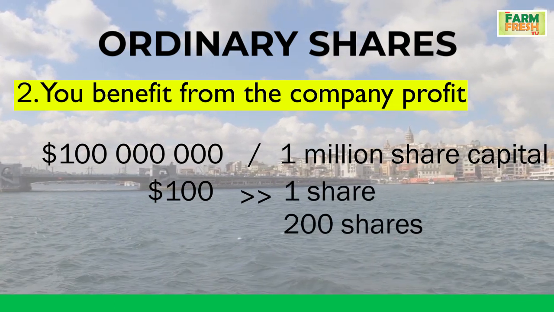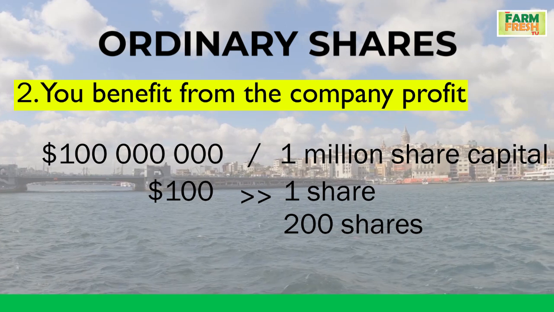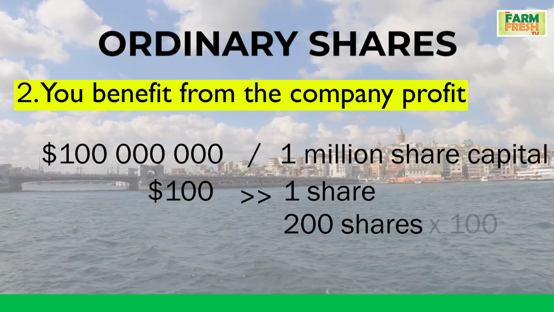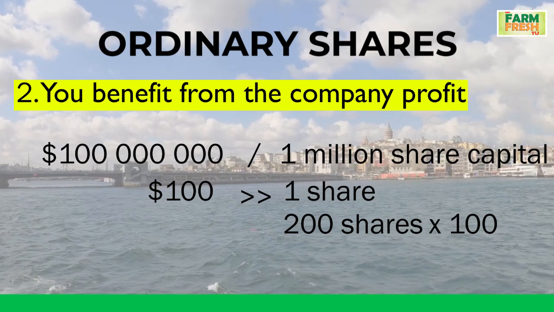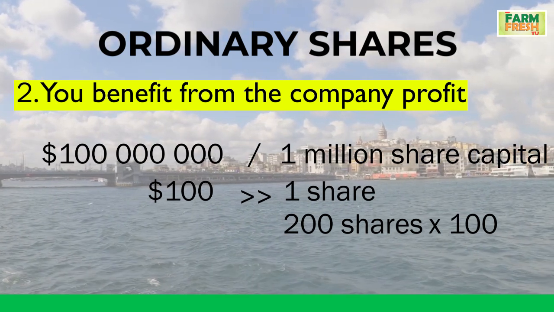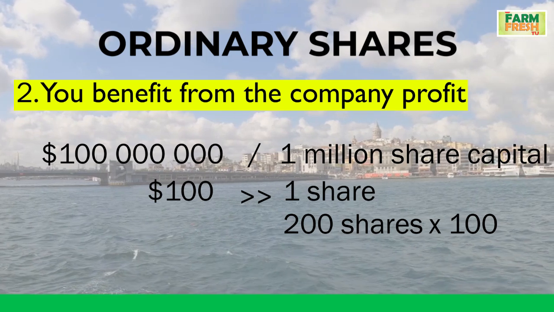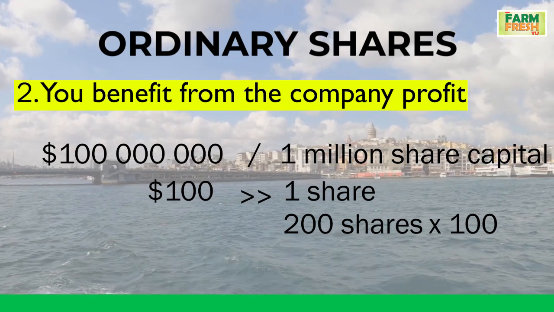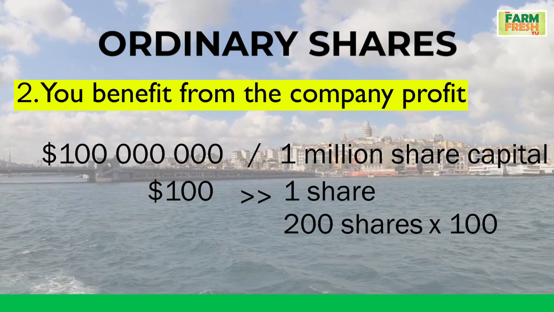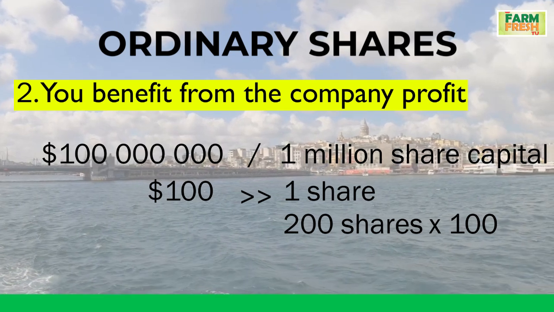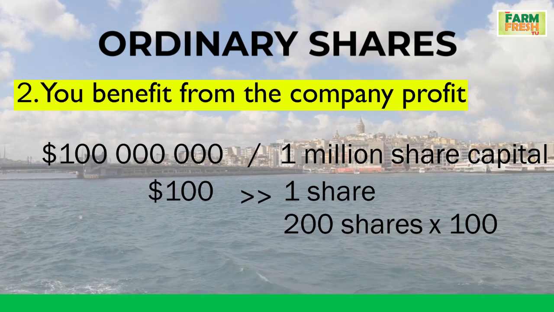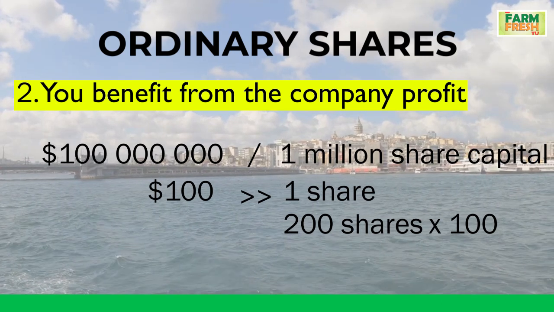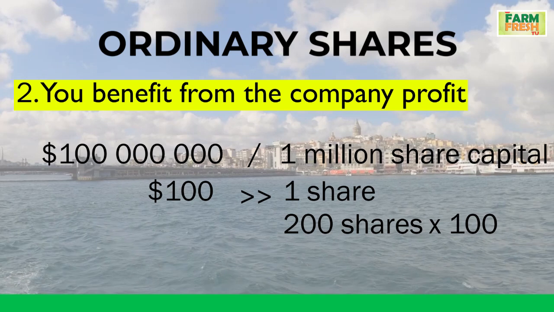Does that make sense? So, the man that has 200 shares will get what? 100 times 200. If this man has 500 shares, he will get what? 100 times 500, and so on and so forth. Does that make sense? So, the same way, if the company makes a loss, ordinary shares share in the loss. That way you don't get paid dividend.